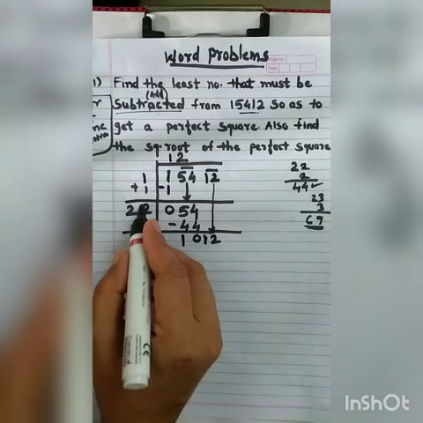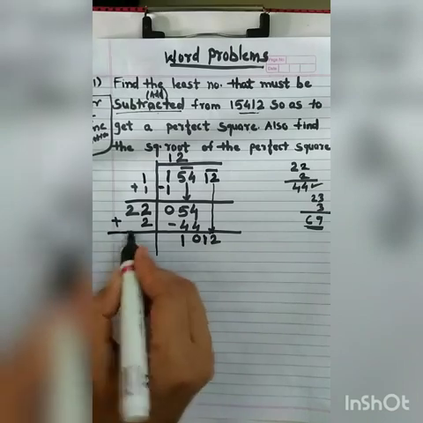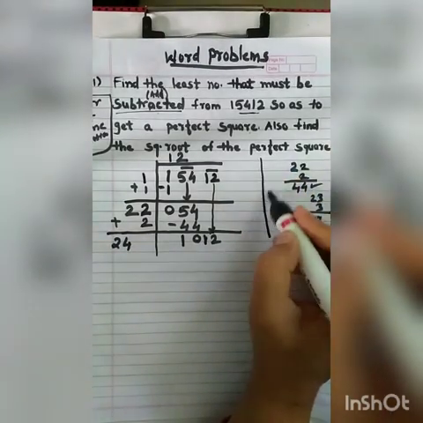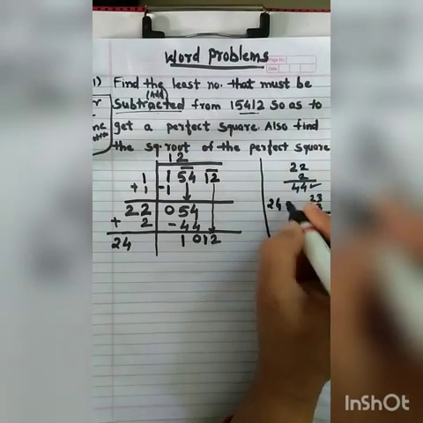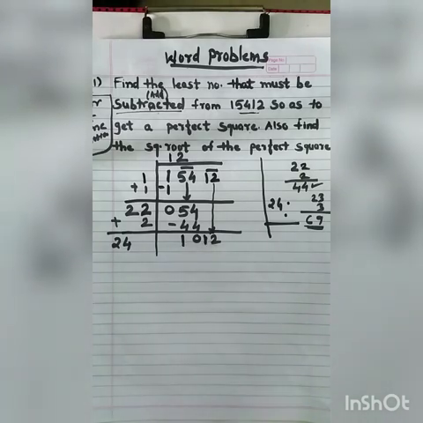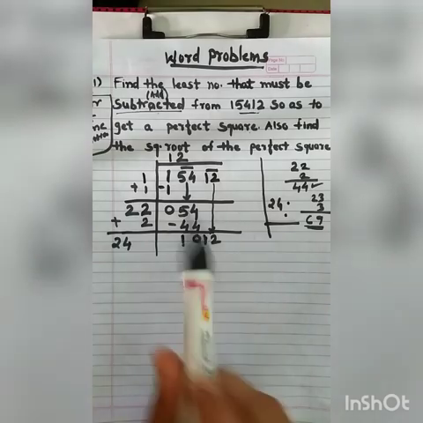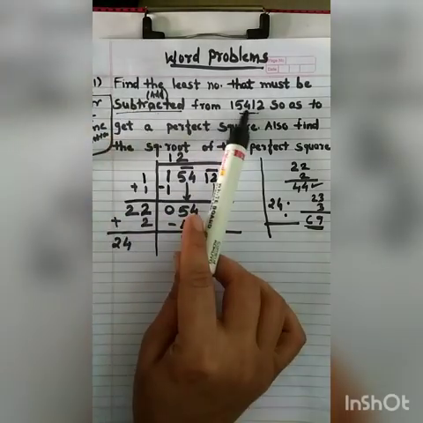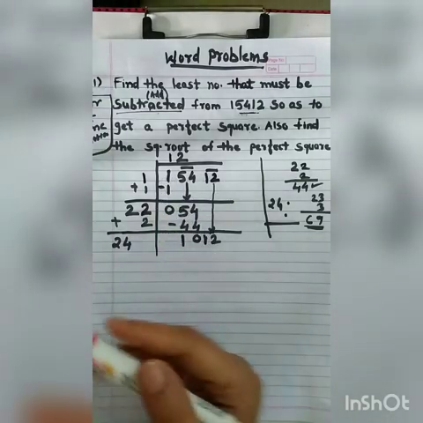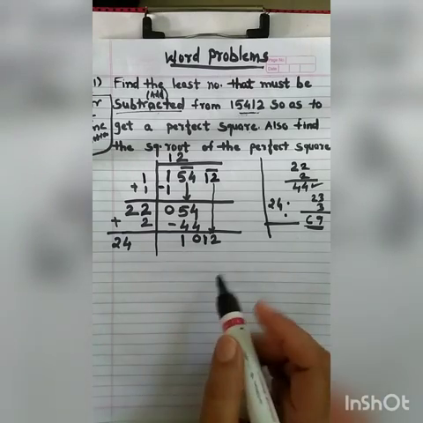Now what is in the ones place? 2. So we add 2, and this number becomes 24. Now I have to take a digit such that 24 multiplied by that digit gives 1012. I will not get exactly 1012. Why? Because we have to subtract something to make it a perfect square, which means the given number is not a perfect square. So we find the product nearer to 1012.